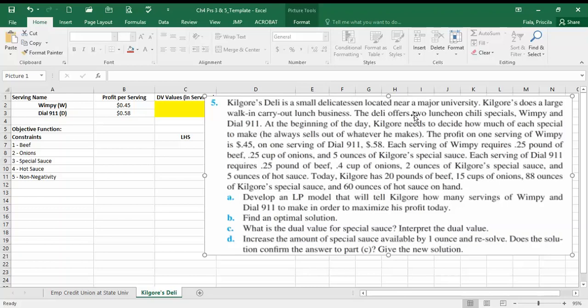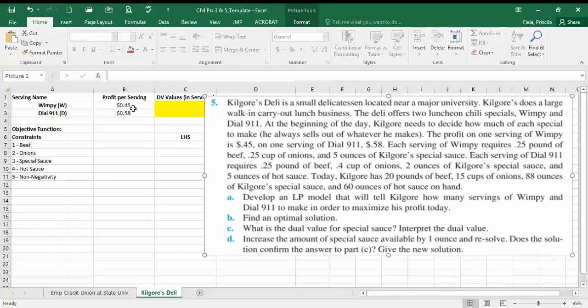Well, what I understand is that since these are chili specials, I believe the Wimpy is for the people who don't care for hot sauce, and the Dial 911 is for those who really like hot sauce, like myself. At the beginning of the day, Kilgore needs to decide how much of each special to make. He always sells out of whatever he makes. The profit on one serving of Wimpy is 45 cents.